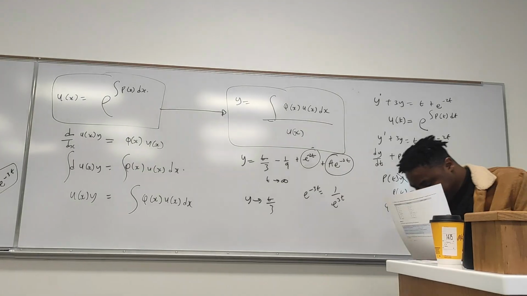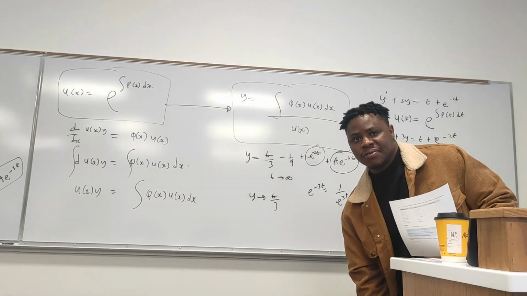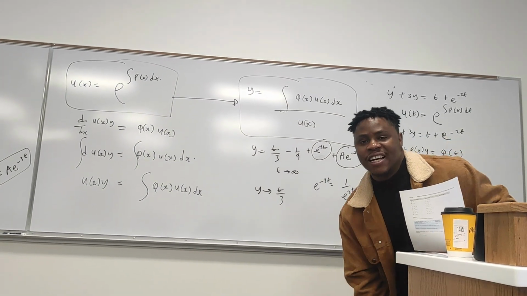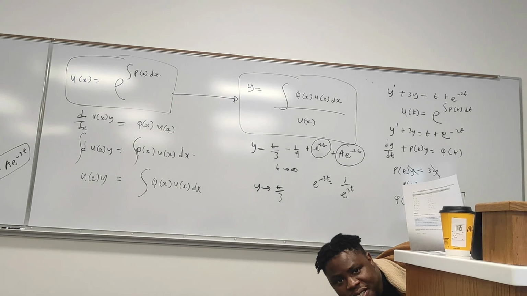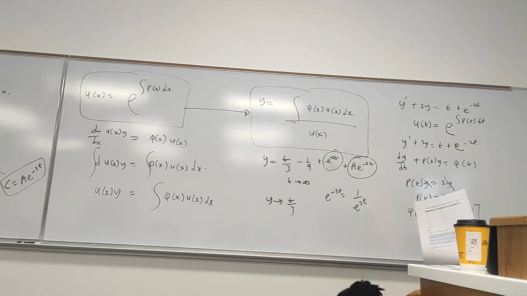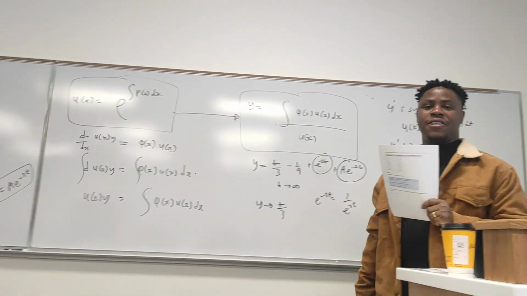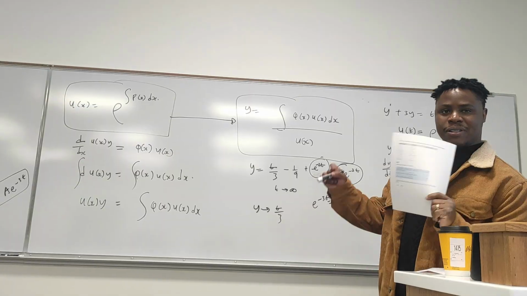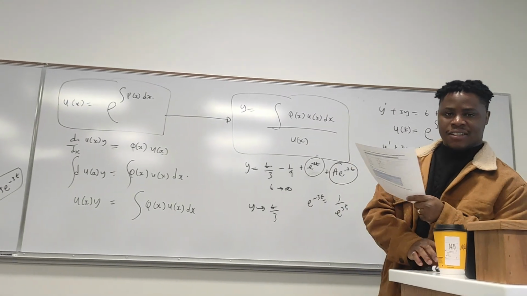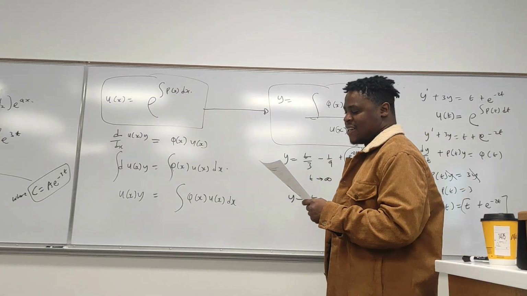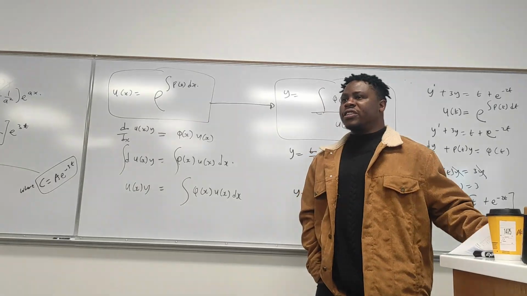Question 2. Sir, exponent of infinity is 0? Exponential negative infinity is 0. Not exponential infinity, negative infinity. Because it's 1 over exponential infinity, which will be 1 over something that's so large, so large that it becomes 0. Okay. So try question 2 yourself.